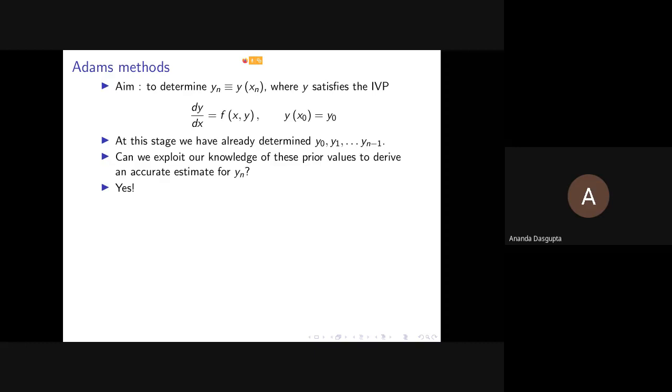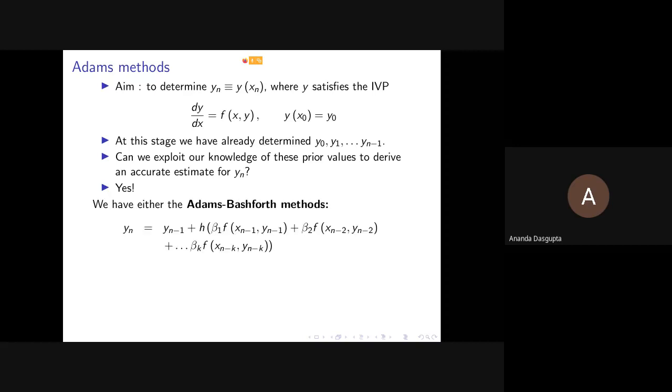So the question is, can we exploit our knowledge of these prior values to derive an accurate estimate for yn? And the answer is yes. And that is exactly what the Adams methods are all about. To think about it, it's really rather natural. After all, we have already done the hard work of calculating all these numbers. Why don't we just use them?